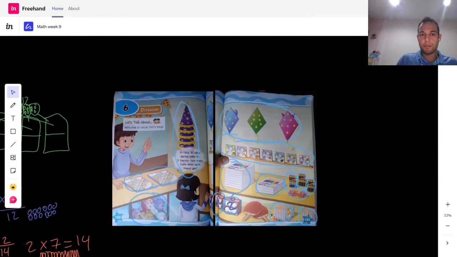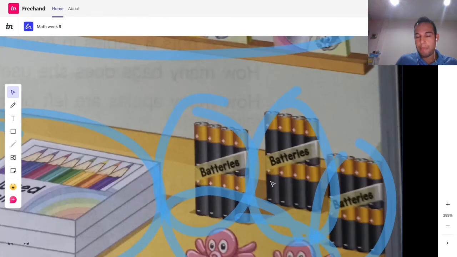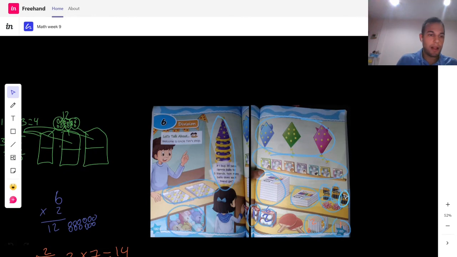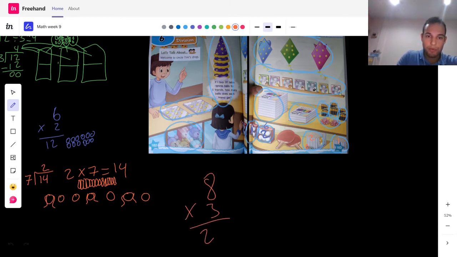Now let's take a look at one more. How about 1, 2, 3, 4, 5, 6, 7. Oh, there's 7 CDs. That's going to be hard. How about our batteries? We have 8 batteries in one pack, and we have 3 packs. How many batteries do we have altogether? So first we have to multiply 8 times 3, and that equals 24. Now we have 24 batteries.